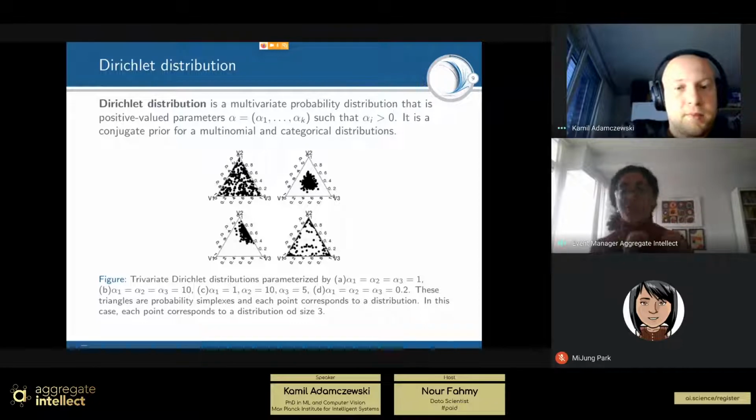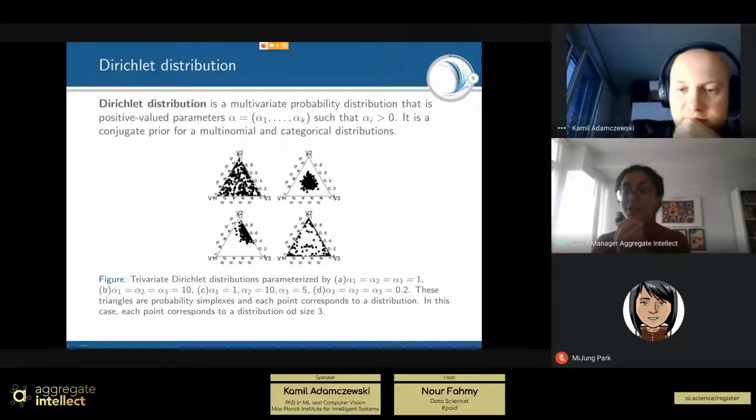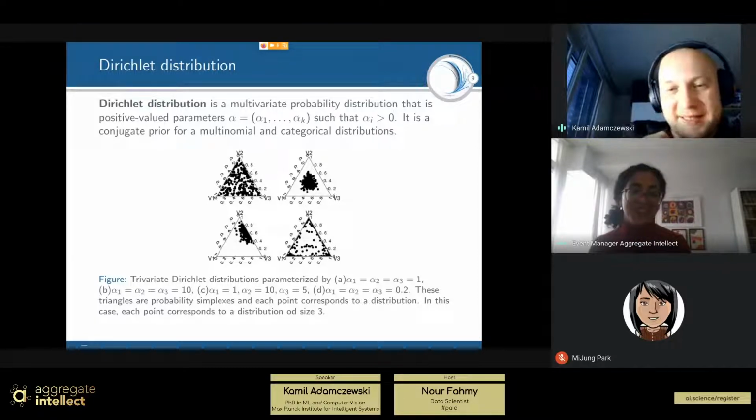Can I also ask a curious question about the Dirichlet distribution in general? I think there's kind of a pattern here: the smaller the parameter, the more scattered the values are, and the bigger the parameter, the more centered they are around the center. Yep, that's precisely how it is. The Dirichlet distribution is a very universal distribution. If you are familiar with the beta distribution, it's a generalization of the beta distribution to the multivariate case.